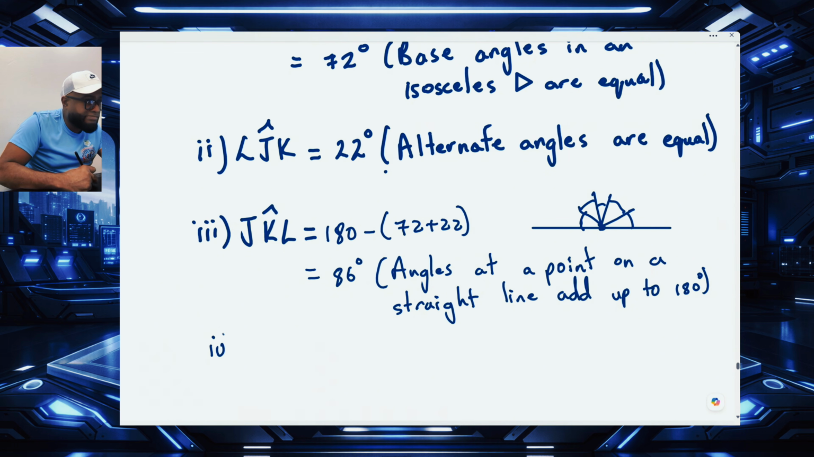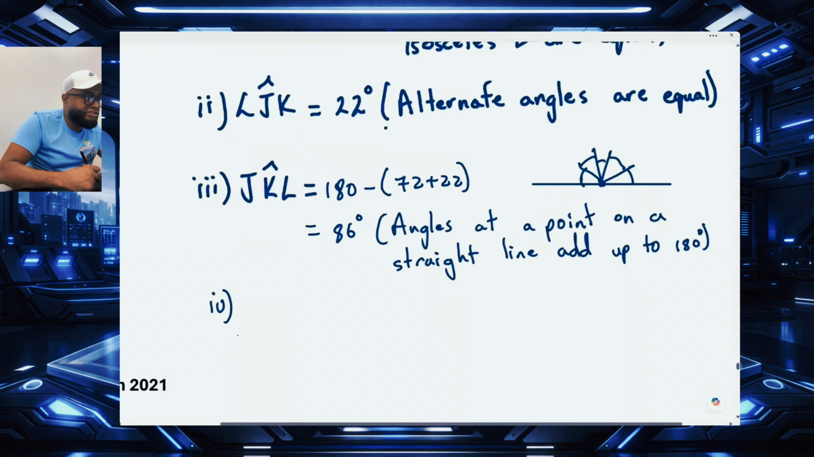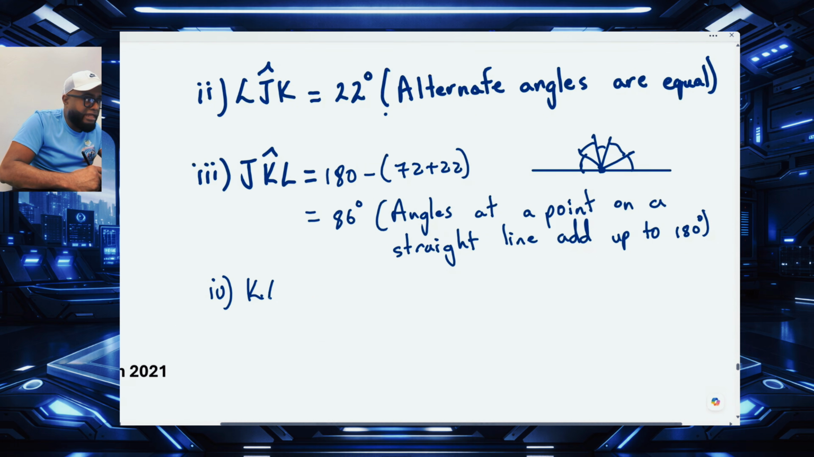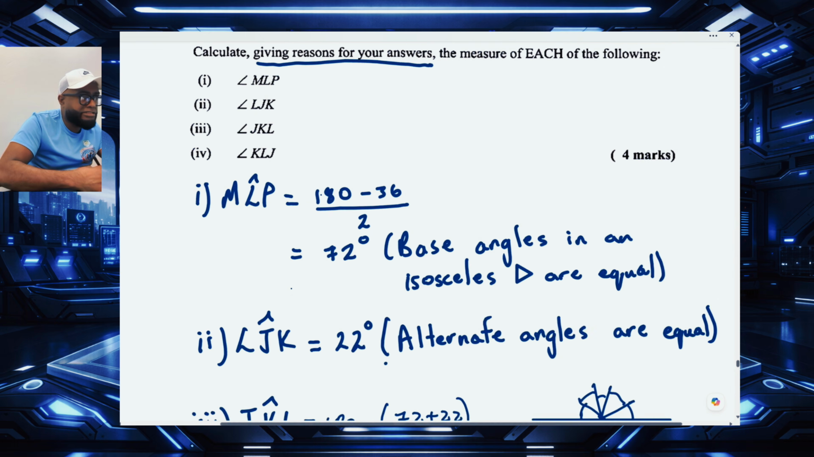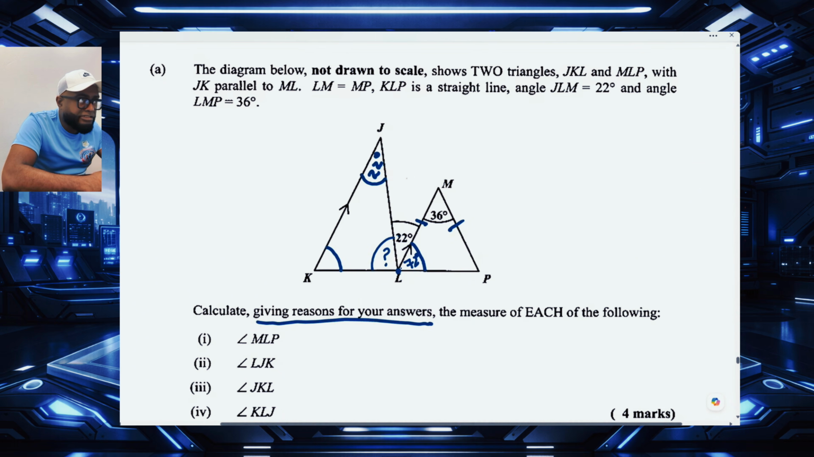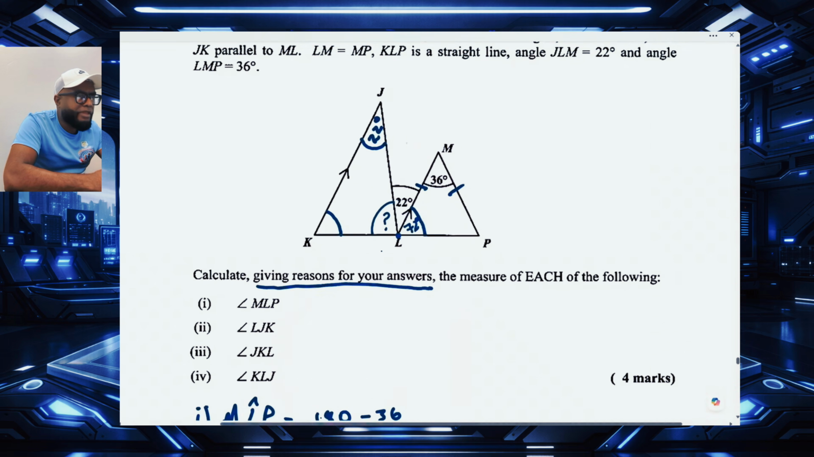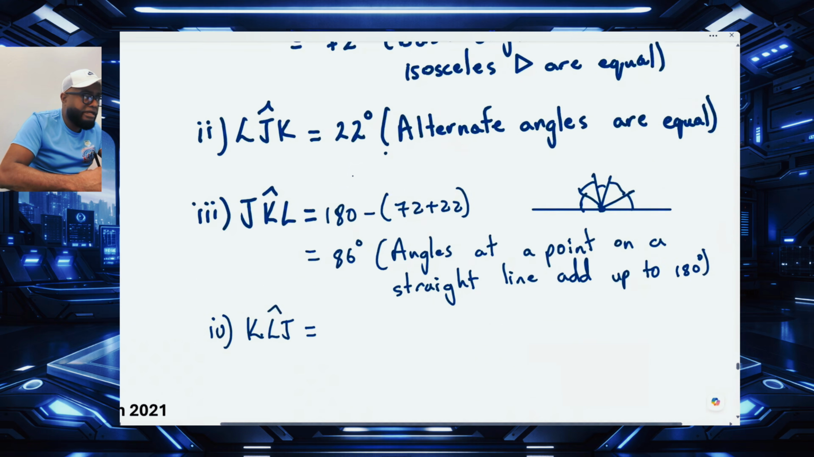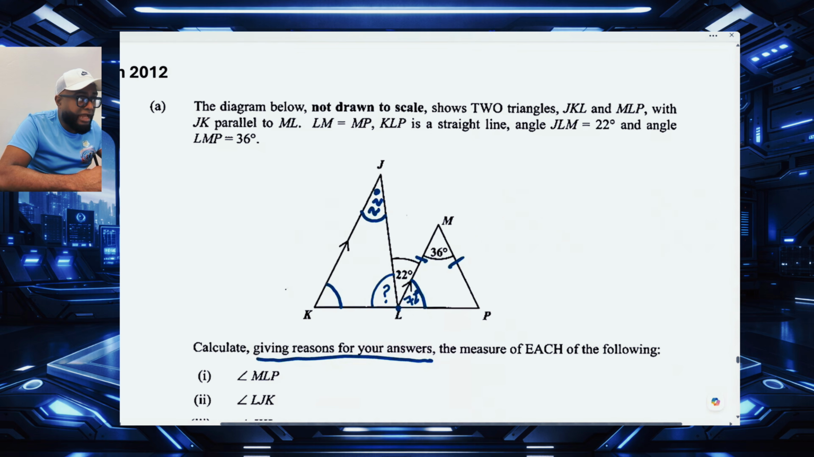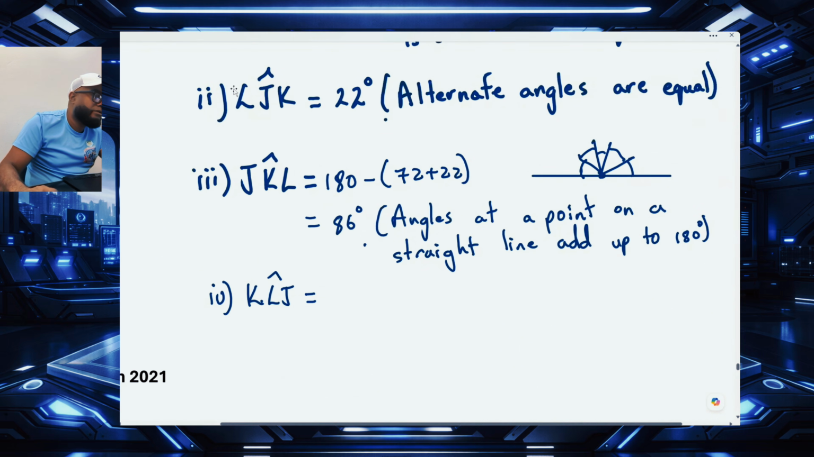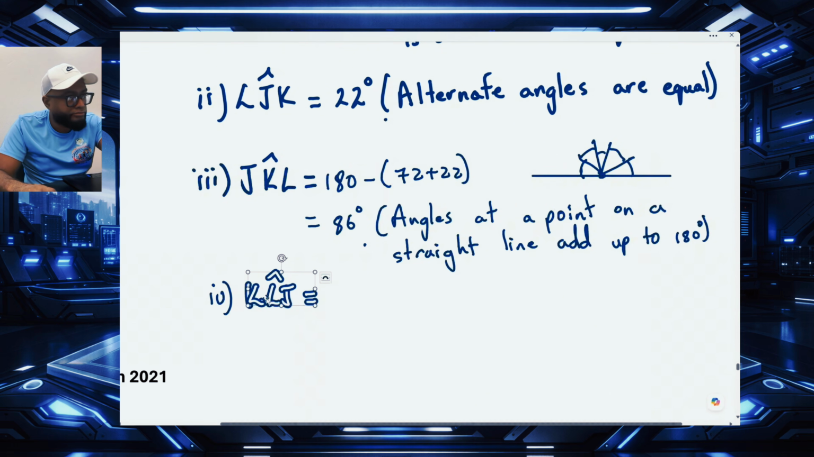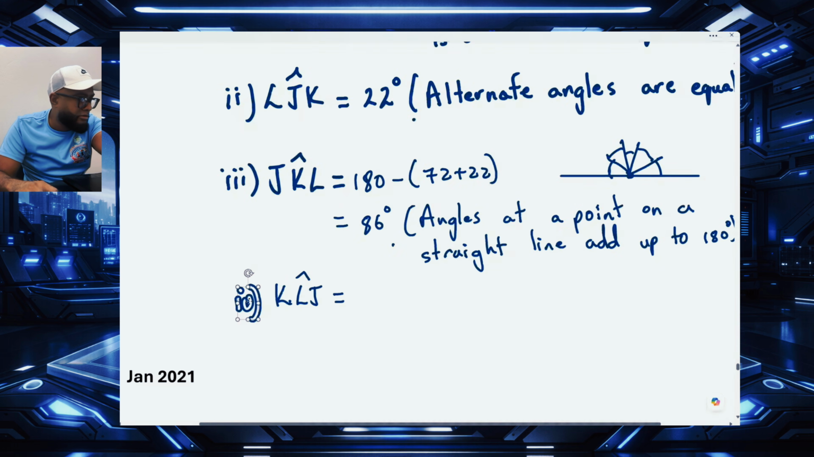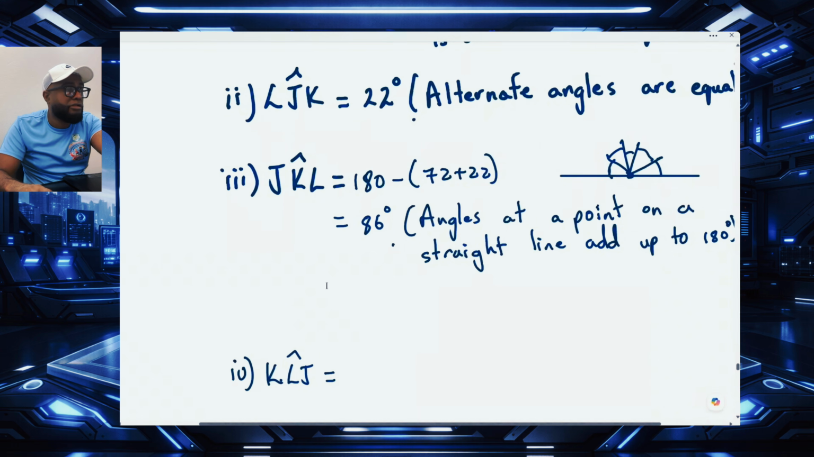So we go to the last part here, which should be KLG. So K to L to J would be equal to K to L to J. Wait. We ain't finished JKL. JKL is not this. It's 72, sir. That's what I got, sir. Hold on. So I don't know, but I get 108.